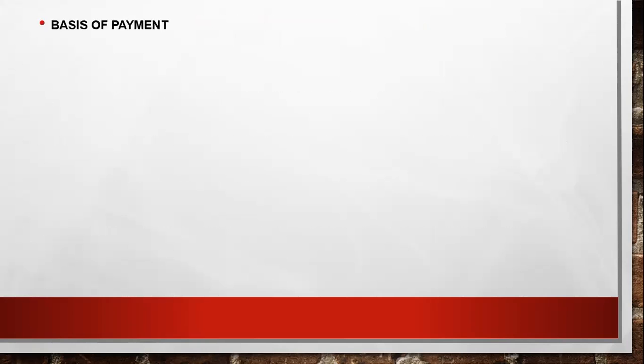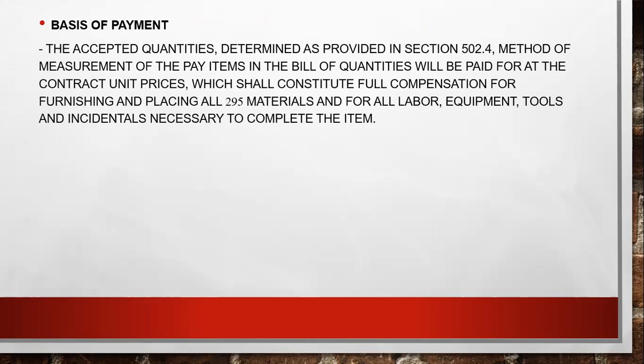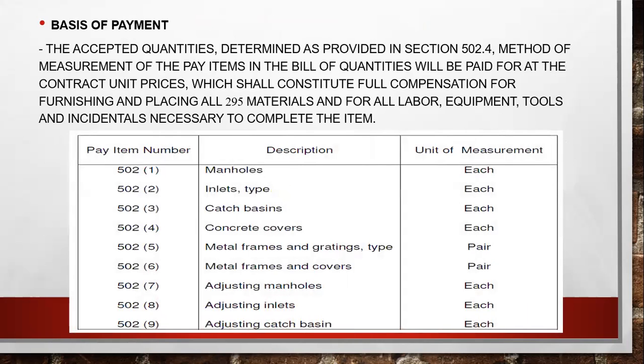So next is the basis of payment. The accepted quantities determined as provided in Section 502.4, method of measurement, of the pay items and bill of quantities, shall be paid for at the contract unit price. So this is a chart. If we buy manholes, we pay per manhole, and so on and so forth.